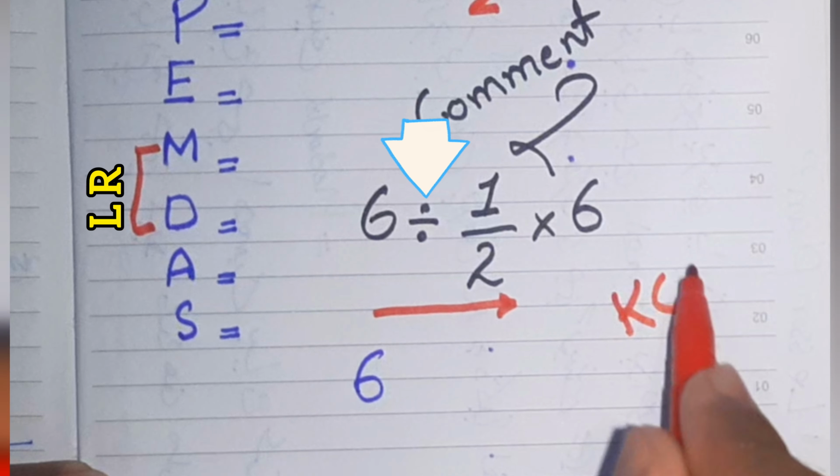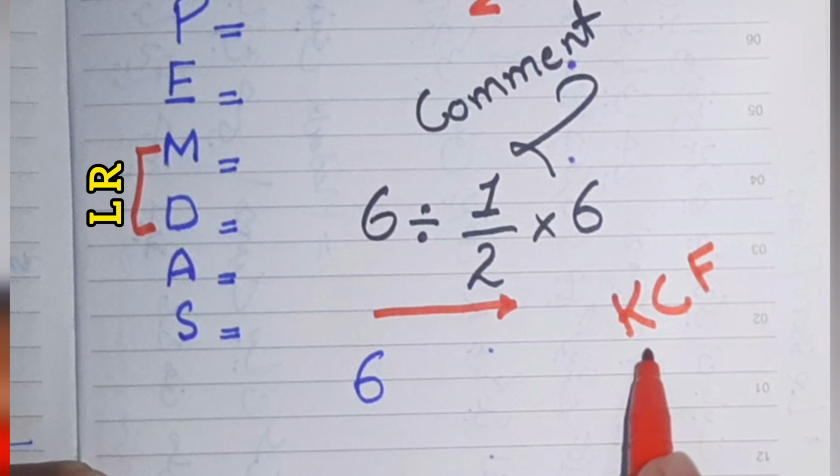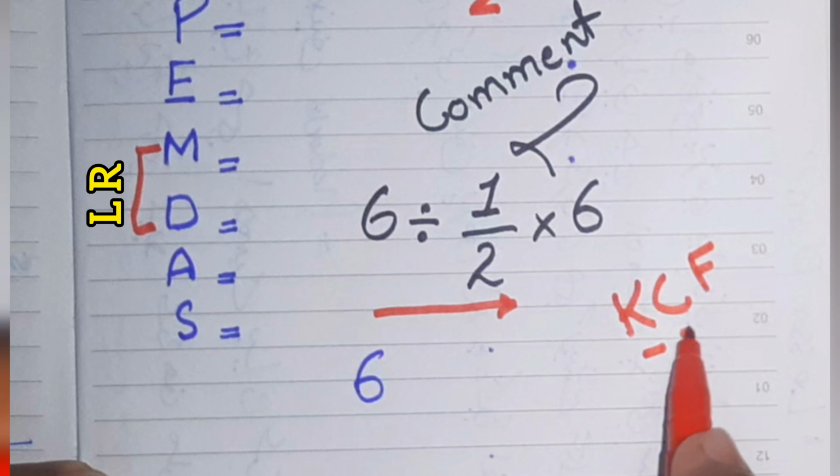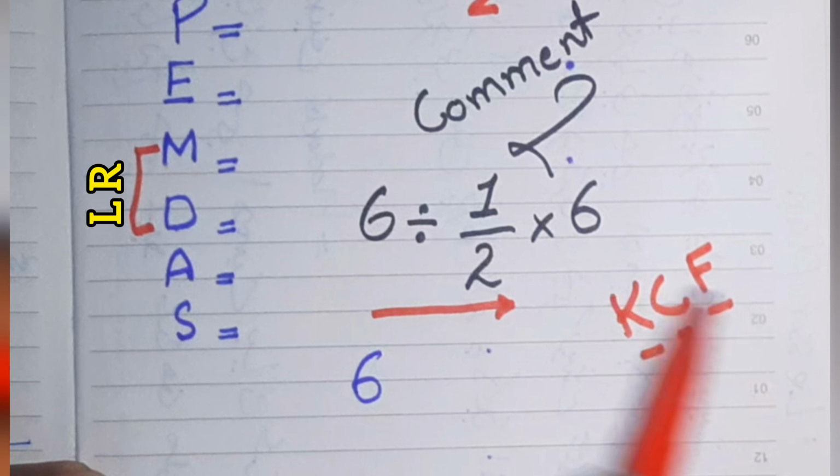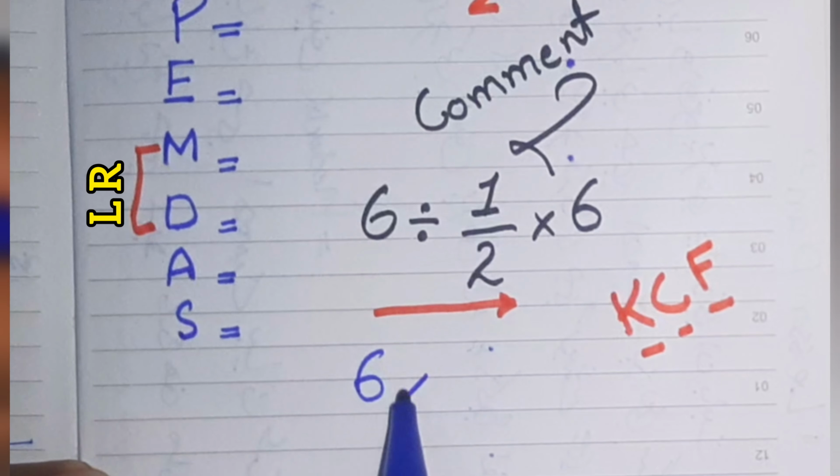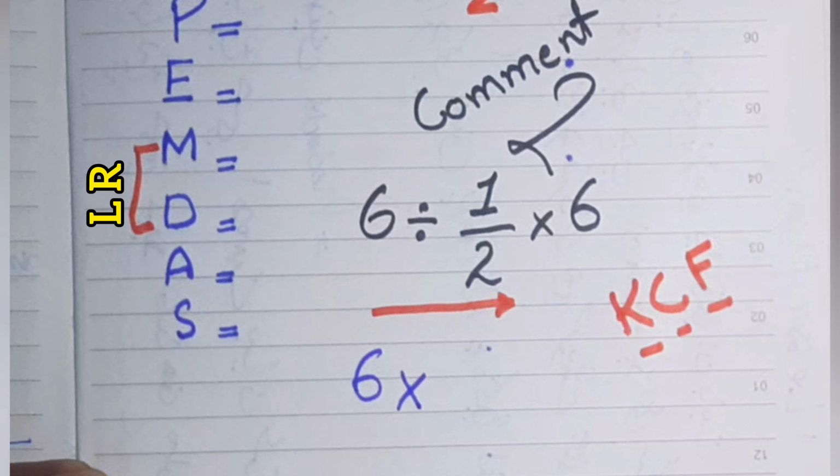So first we have to do this division, according to the KCF rule. K stands for keep, C stands for change, and F stands for flip. We can write: keep the first fraction, change division to multiplication, and flip the second fraction.